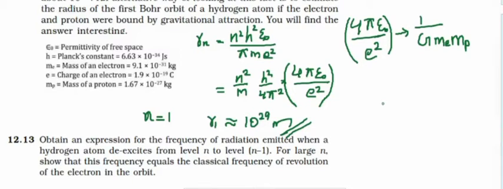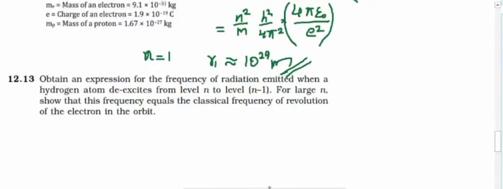So imagine the situation: if gravitational force binds the nucleus and the electron, then the size of the first orbit in an atom will be even more than the size of the universe. So we can conclude that the gravitational force has no major role in binding the electron with the nucleus. It is governed, of course, by the electrostatic force only.